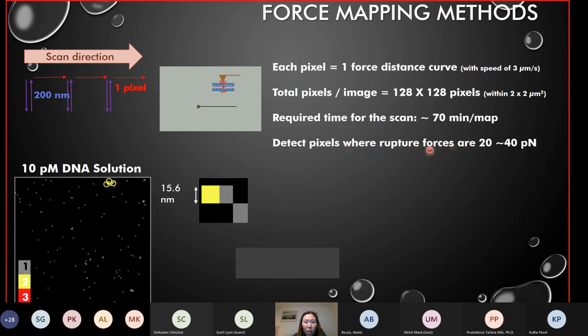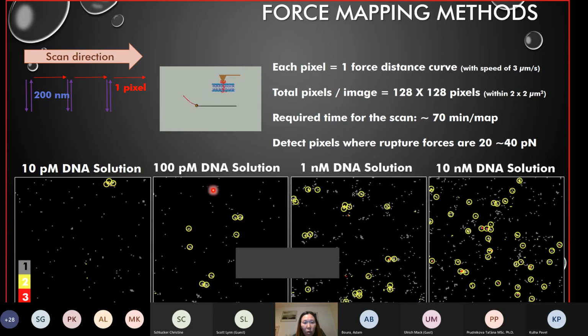We collect the pixels where the rupture force shows between 20 to 40 piconewton. If there is more than one pixel next to each other, we measure three times, and if it shows up more than 2 times, we start to count it as one cluster. As we increase our target DNA concentration, the number of clusters also increases, as you can see. So we can really detect the target DNA on the surface. The problem here is it takes some time, like 70 minutes per map.